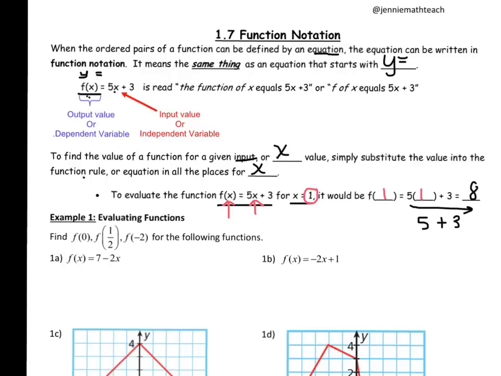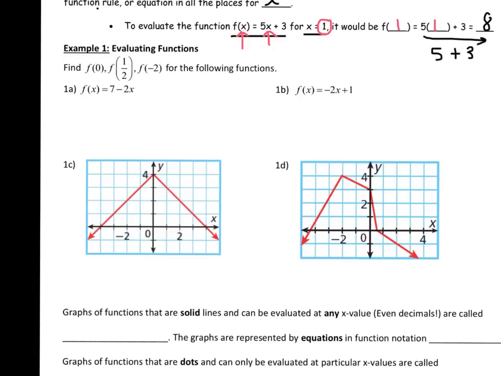So let's try some more. So here what they gave us is f of 0. That means we're trying to figure out what the function equals, what y is, when x equals 0, when x equals 1/2, and when x equals -2. We're trying to find all the y values that go with those numbers when we plug them in. So this is what we'll write.